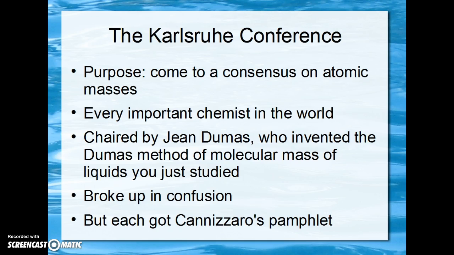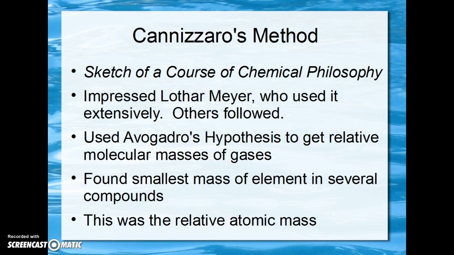But as they left, one of the participants gave each of them a pamphlet by Cannizzaro, and they went home and they read it. Cannizzaro's method is called A Sketch of a Course of Chemical Philosophy, and Lothar Meyer liked it. He used it, and others began to use it. You see, what had happened is Avogadro's hypothesis had been pretty well forgotten or pushed aside for about 40 years. And Cannizzaro used his hypothesis to get relative molecular masses of gases, and then worked to find the smallest mass of an element in several compounds that might be made with that element, and assign this the relative atomic mass.